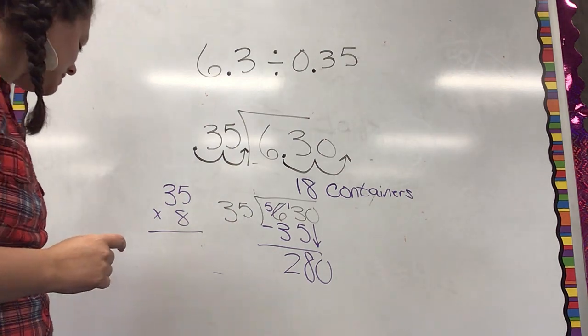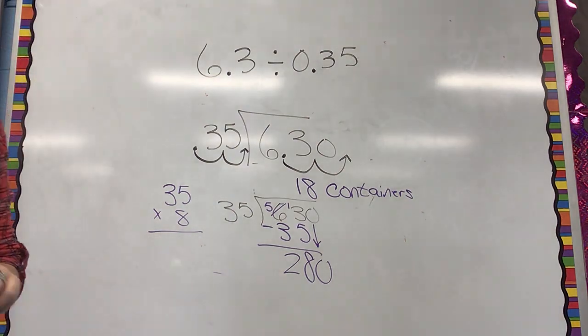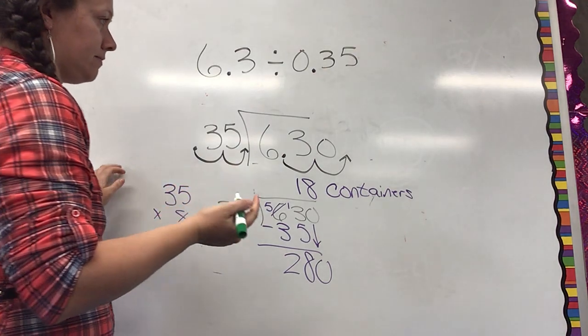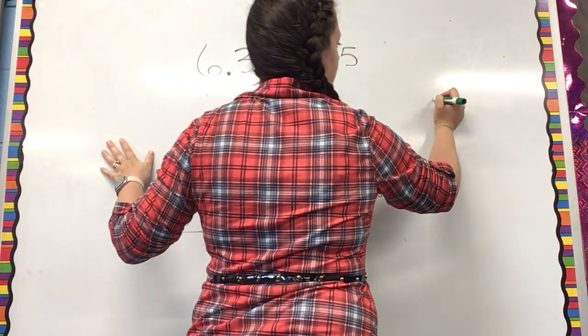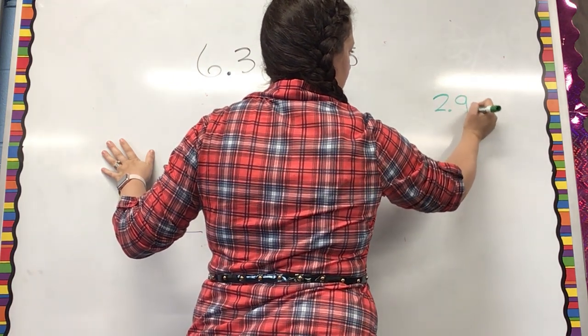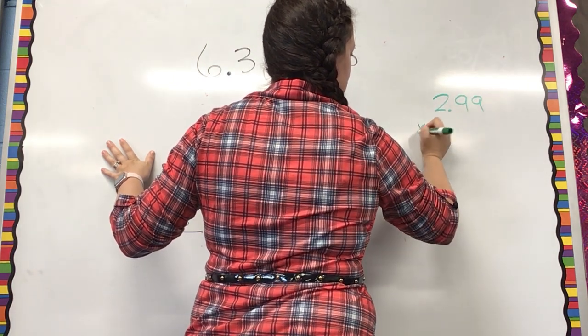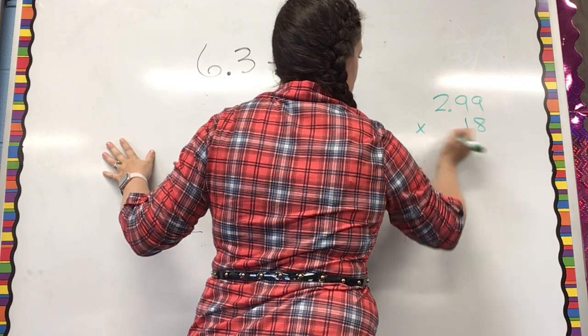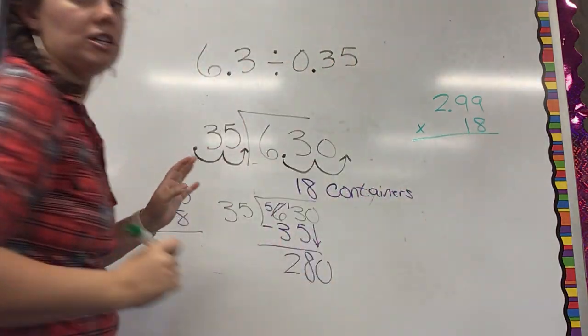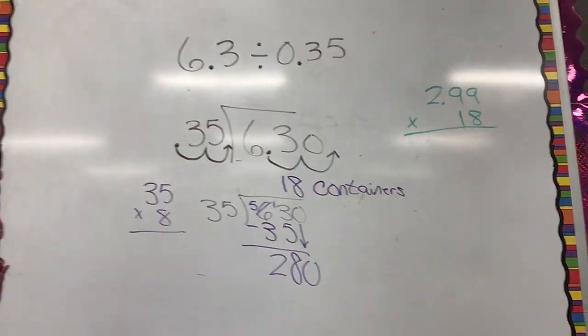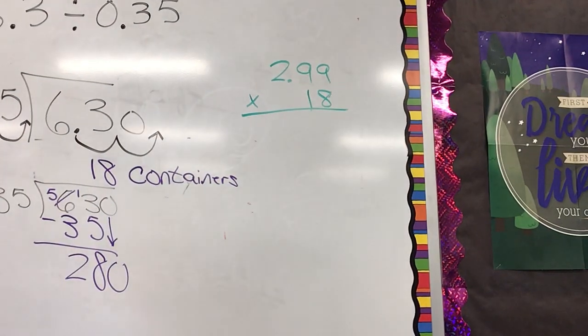So now what is my second equation here? Justice? $2.99 times 18 containers. Yep. That equation now is going to give me my final answer of how much money she made. When I multiply decimals, where does that decimal go?